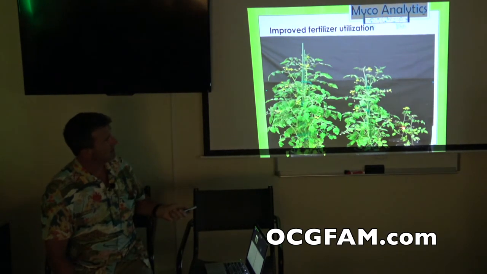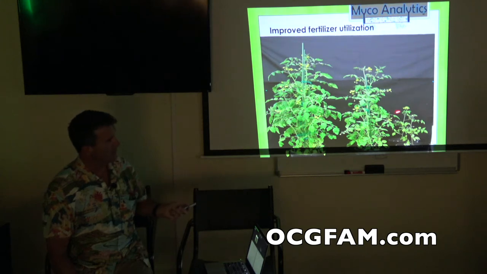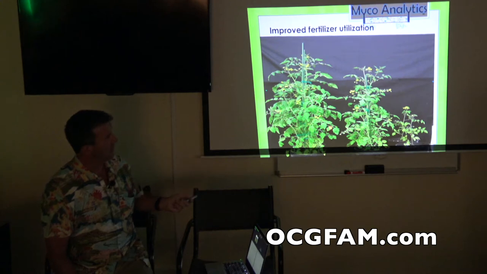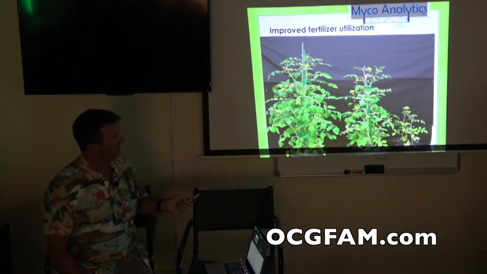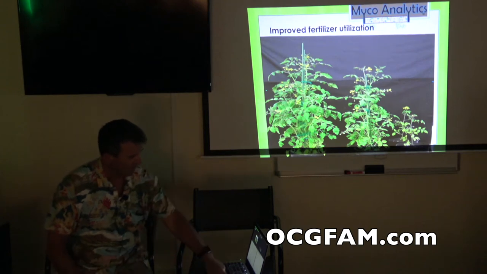These are tomatoes. This is no mycorrhiza and no fertilizer on a tomato. It does not grow very well. This is fertilizer only. And here's a fertilizer with mycorrhiza. So in a large way, we've just improved the efficiency of getting the fertilizer into the plant and not have it leach out the bottom of the pot.